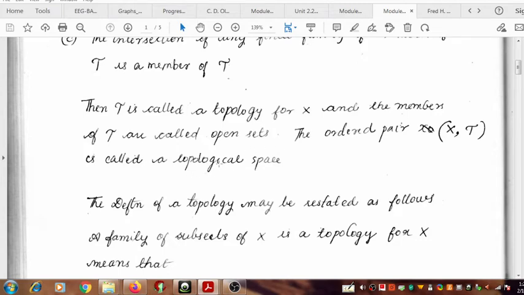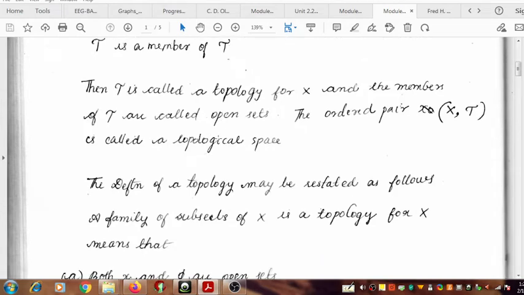But one important thing is that there can exist different topologies, depending upon the variations in the subsets that we select to include in the family. If the members included in the family vary, then the family tau will also change. Therefore, we get different topologies on the same set. You can name these topologies: first topology, second topology, like tau 1, tau 2, tau 3, etc. And these names can be used.